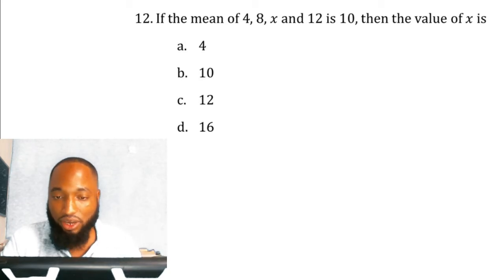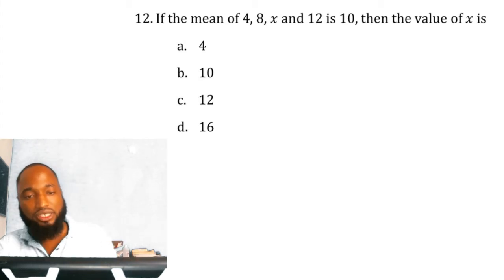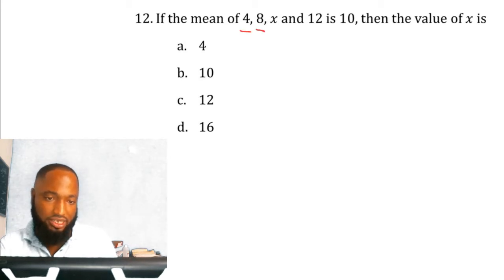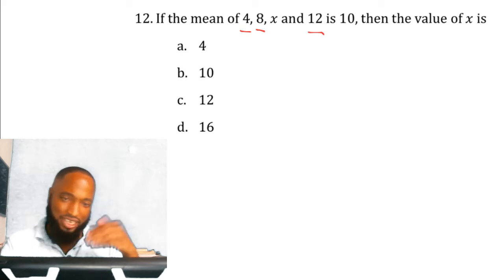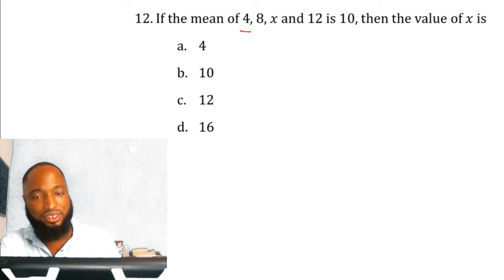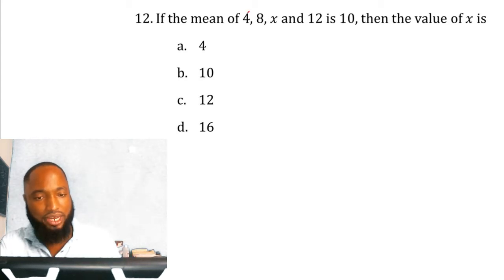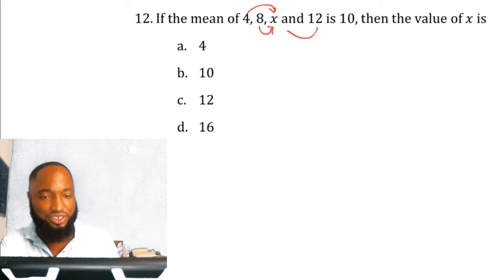If the mean of 4, 8, x and 12 is 10, then the value of x is what? Mean says we add up all these numbers, divide by 4, and we get 10. Now I can watch this and see 4, 8, 12, trying to get the mean to be 10. So what I do sometimes, if I'm feeling lazy to do the addition, I'll show you the next way. I'll be like, how much is this from the mean and how much is that from the mean? Then how much is this from the mean?